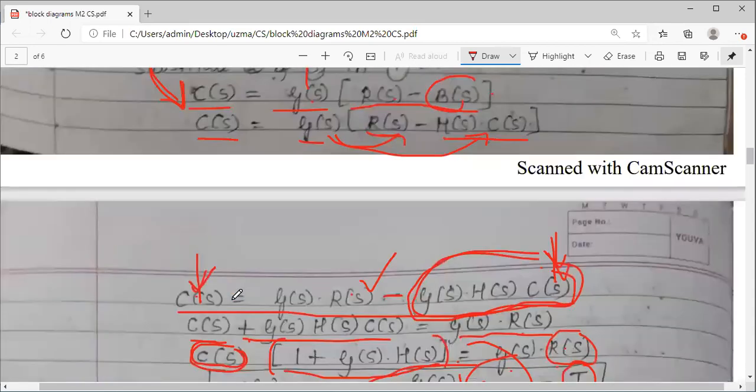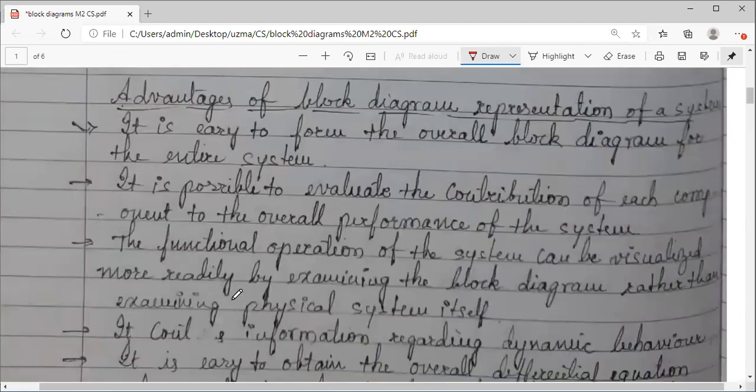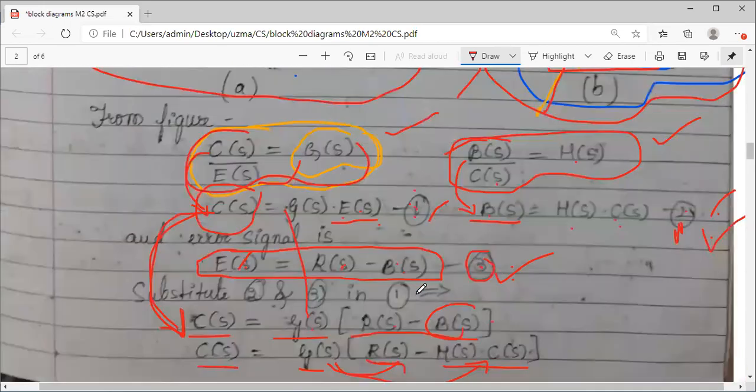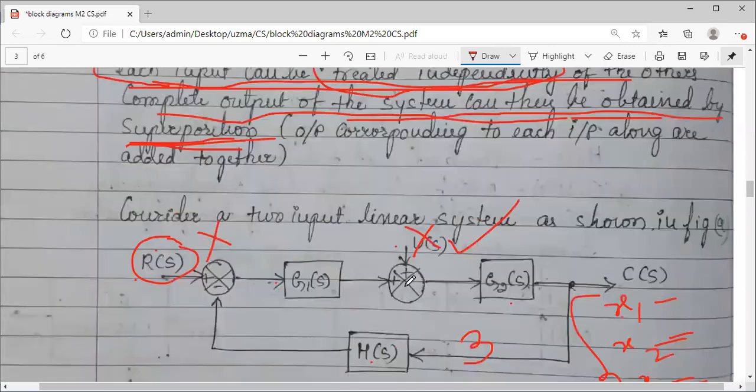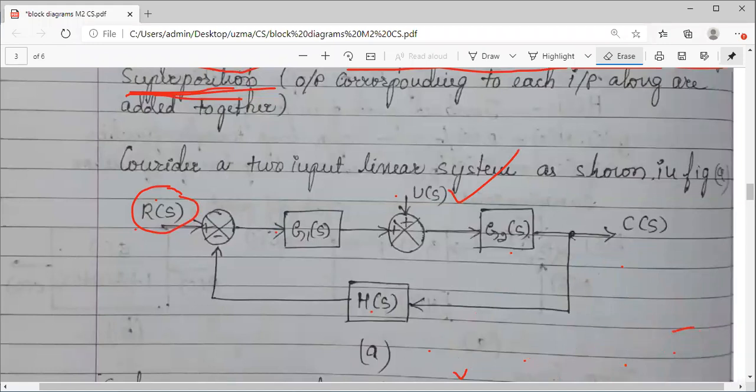And this point I have already taken in the advantages part. Let me just glance. Yeah, it is possible to evaluate the contribution of each component to the overall performance of the system. That's what this means. Okay, hope you understood this part. Now coming to the analysis part. I am considering two input system here. What are the two inputs? One is U of S, one is R of S. So for this system, I have to analyze the system. How many times I have to analyze? I have to analyze the system two times.